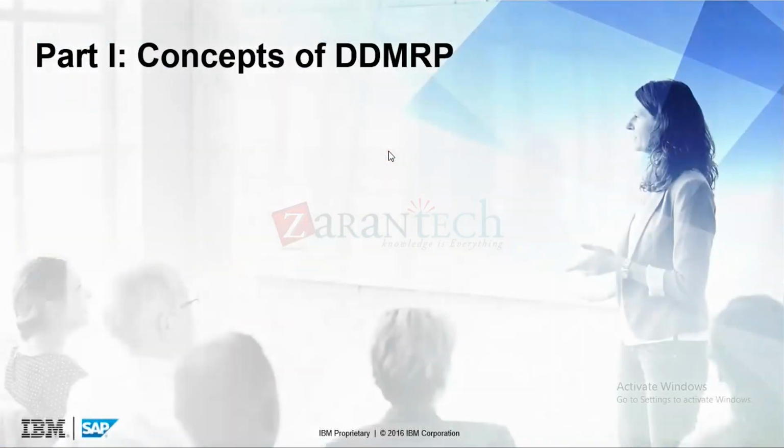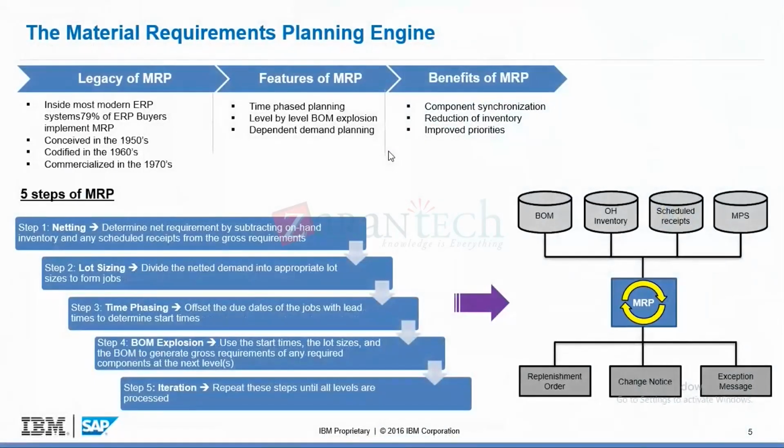So the first part is the concept of DDMRP. Our normal type of MRP, which we have mostly been using in ECC 6 or ERP systems, has these 5 steps. We have the bill of material, the overhead inventory, the scheduled receipts, and the critical items, MPS items. MRP takes into consideration all these things and creates the replenishment proposals or orders and generates exception messages.